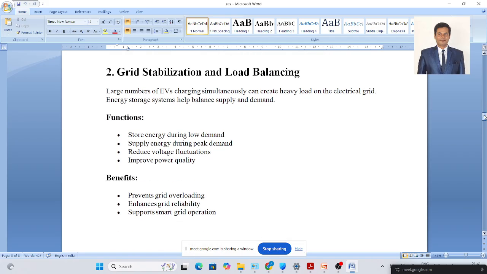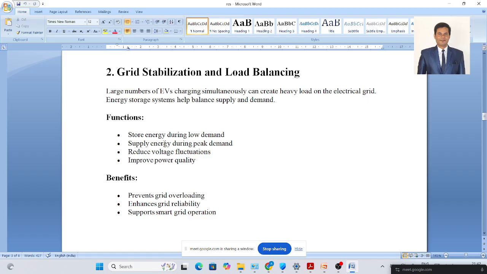So for grid stabilization, a large number of EV chargers operating simultaneously can create a heavy load on the electrical grids, right? To keep the grid stable, we have to do load balancing. For that, we have to balance supply and demand. That is what we discussed in the very first class, right?